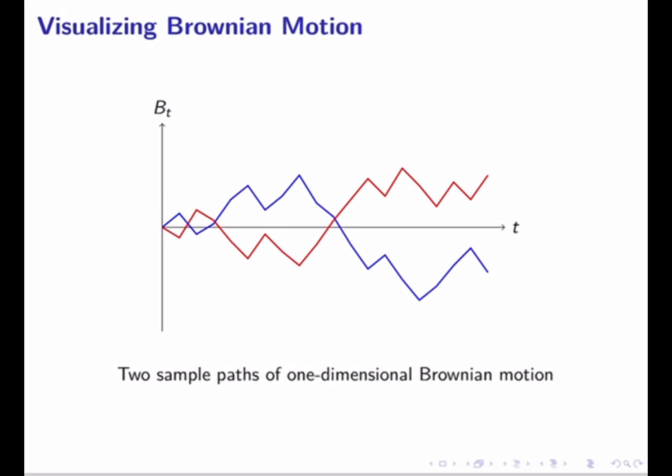Here we see two sample paths of one-dimensional Brownian motion. Notice how each path wanders up and down randomly in different ways. These are just two possible variations. Each time we simulate a Brownian motion, we get a different path. The unpredictability of this path is what makes Brownian motion so useful for modeling random phenomena.